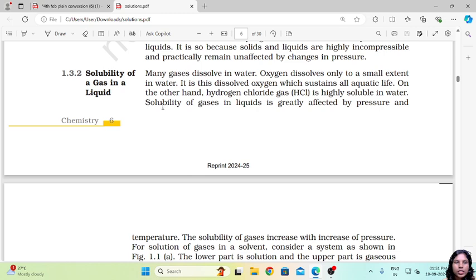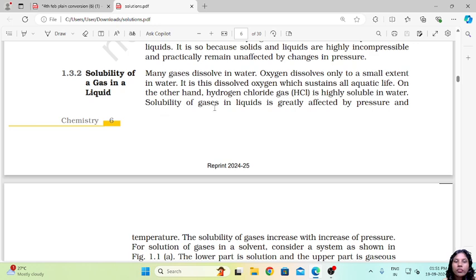Now, the solubility of a gas in a liquid. Many gases dissolve in water. Oxygen dissolves only to some extent in water. So we know that oxygen is there in the water. It is dissolved oxygen, DO, which sustains all aquatic life. That is the reason why aquatic life is sustainable. On the other hand, hydrogen chloride gas is highly soluble in water. So, on the other hand, we have HCl gas that is also very highly soluble in water.